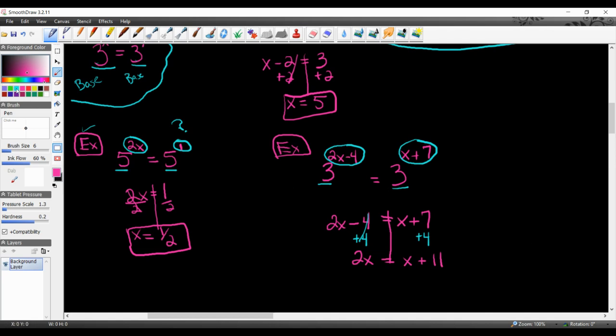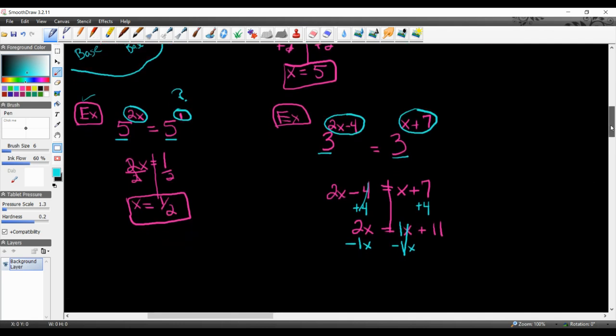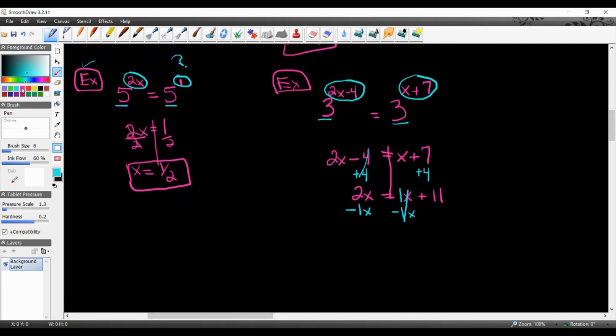And then I'm going to try to get the x's all on one side. Since I already have 2x over here, I'm going to move this one. Remember, there's an imaginary 1 here. So minus 1x, minus 1x, that goes away. Let's scroll down a bit. And 2x minus 1x is just 1x. So 2 minus 1 is 1, okay, is equal to 11.